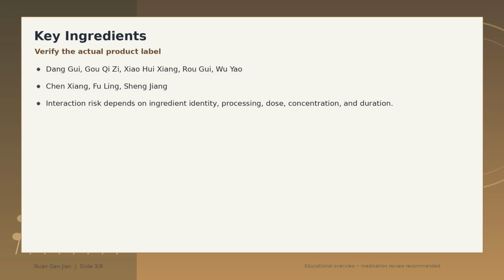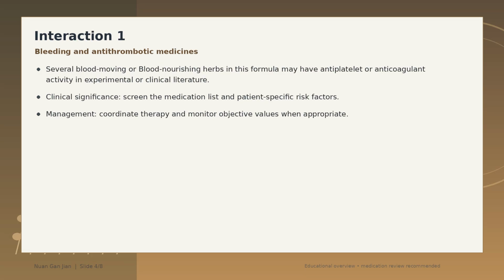For interaction analysis, the actual ingredient label and dose are more important than relying only on the traditional formula name. The first interaction focuses on bleeding and antithrombotic medicines. Several blood-moving or blood-nourishing herbs in this formula may have antiplatelet or anticoagulant activity in experimental or clinical literature. The practical concern is additive bleeding with warfarin, direct oral anticoagulants, aspirin, clopidogrel, or perioperative use.